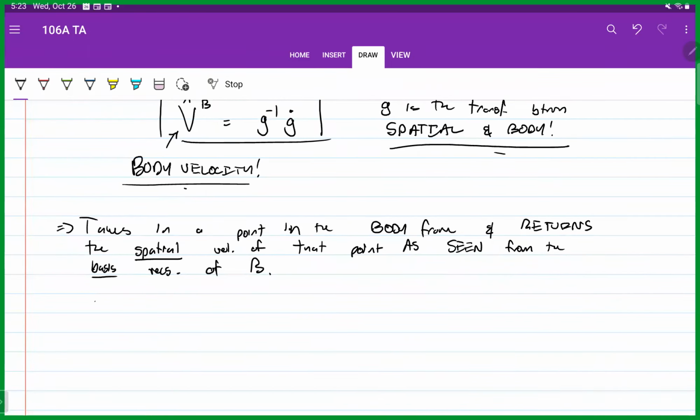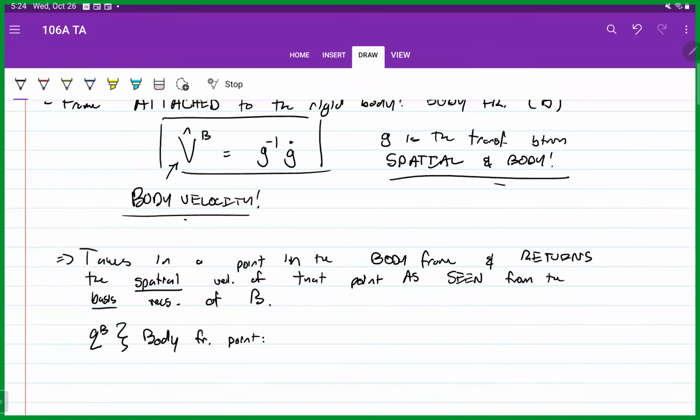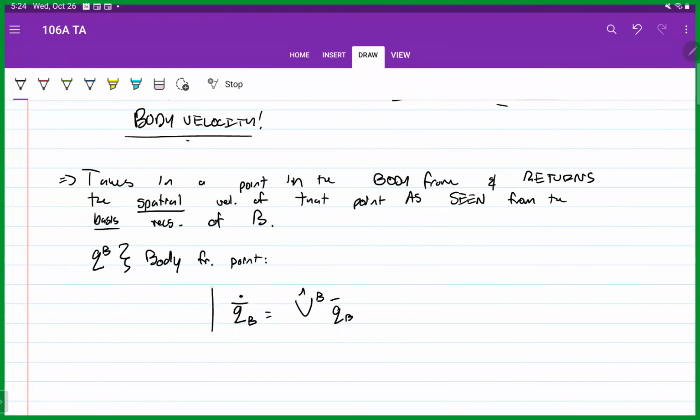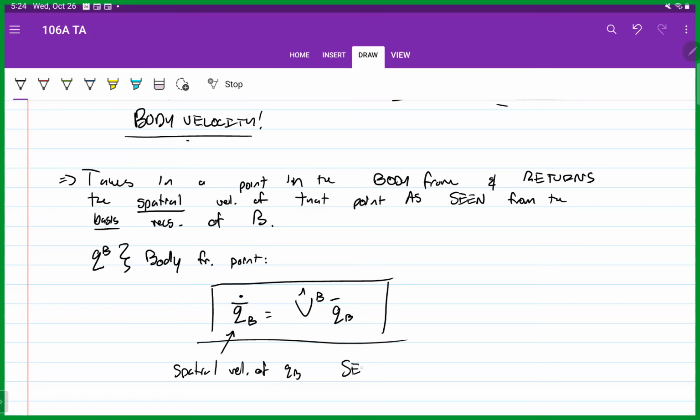So what I'm going to say is that if I have some point QB in my body frame, and I apply v hat b to it in homogeneous coordinates, what's returned is the spatial velocity of that point, but just seen from the body frame. So this is the spatial velocity of QB seen from the body frame, okay?